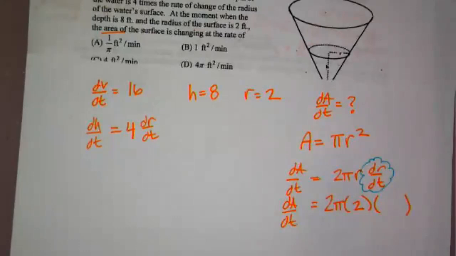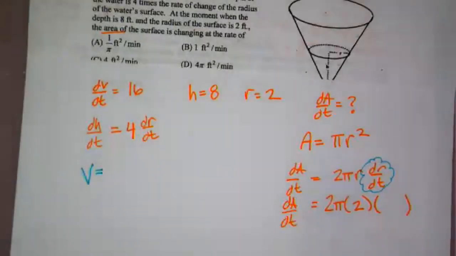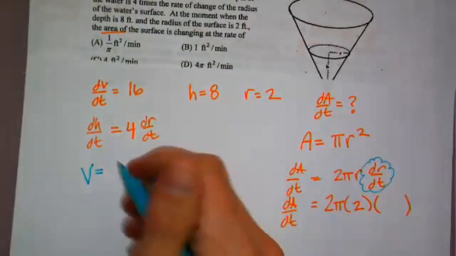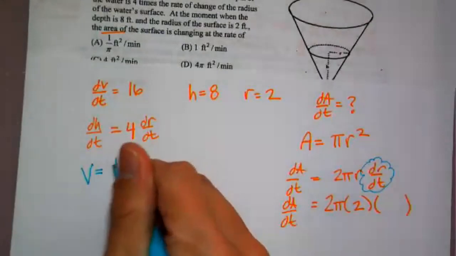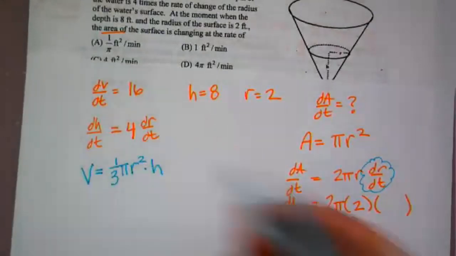And then I differentiated: dA/dt equals 2 pi r dr/dt. Then I plugged in that the radius is 2, and I'm stuck here because I don't know what dr/dt is. So then you say, okay, I have to do something else. I'm going to look and see what else it gave me. The dh/dt and the volume. So I'm probably going to have to write the formula for the volume of a cone. The volume of a cone is one third pi r squared times h.